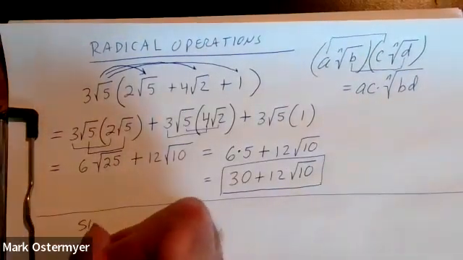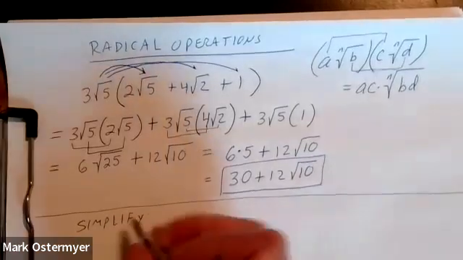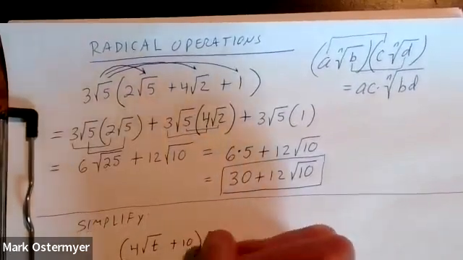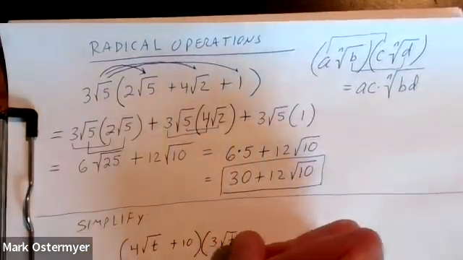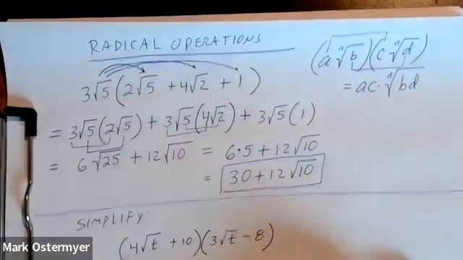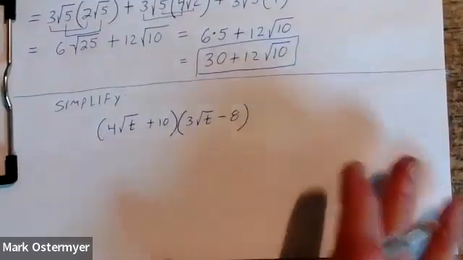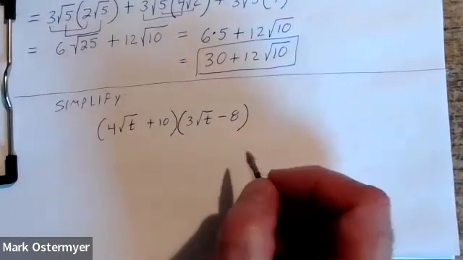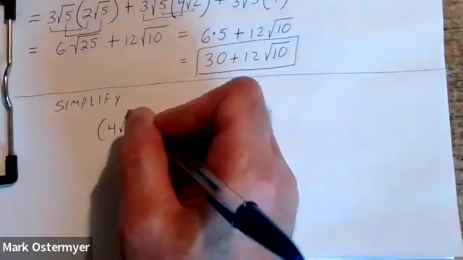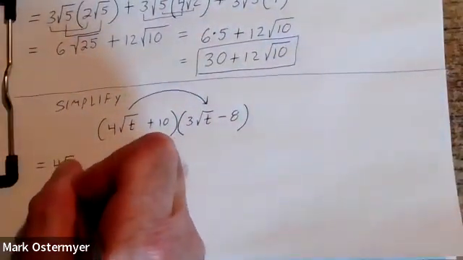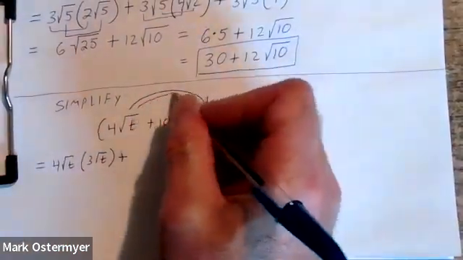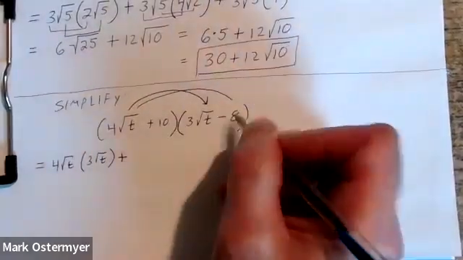All right, let's try to simplify this next radical expression here. If I have 4 times the square root of t plus 10, and I want to multiply that by 3 square root of t minus 8. Well, we can borrow our FOIL algorithm that we use to multiply polynomials together to take care of this. This 4 square root of t can get multiplied by 3 square root of t. Plus, we multiply the outer terms together. 4 square root of t gets multiplied by negative 8.